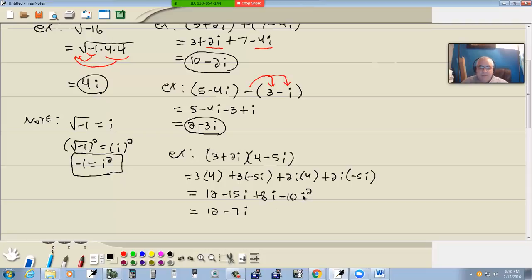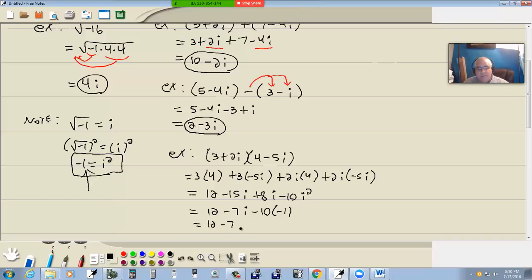Now, the problem with this is we can't have i squared. That's not our standard form from above. Standard form says you cannot have i squared and above. You can only have i to the first power. But that's okay, because we can replace i squared with -1, what we just said right here. So I'll put -1 in where the i squared is.